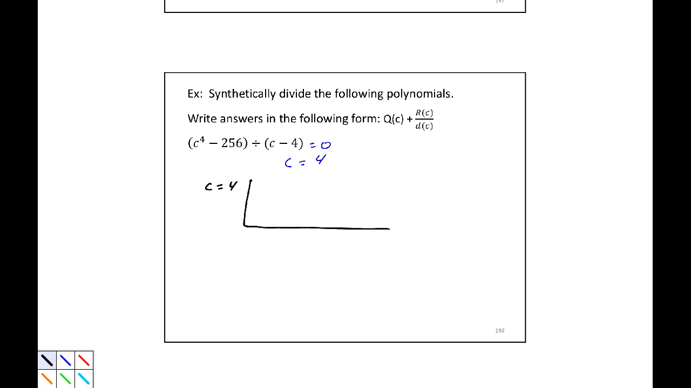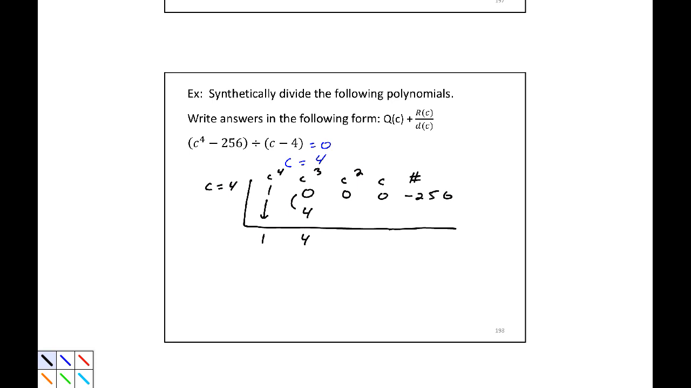Now, for my c to the fourth term, I have a coefficient of 1. There is no c cubed term, so we have a 0 for that. 0 for our c squared term, and 0 for our c term. But for our constant, we have minus 256. Now we'll bring down the 1 in the first place. 4 times 1 would be 4. Now we're going to add 0 plus 4 to get us a 4.